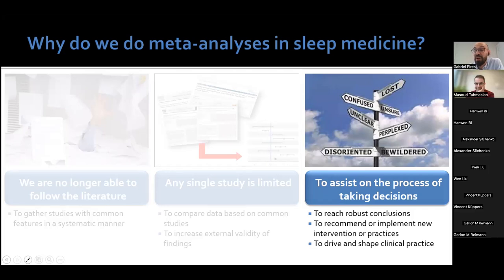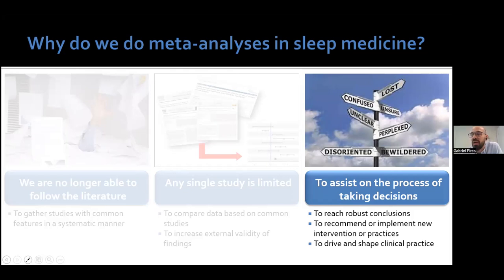So the third reason why we may publish systematic reviews is to assist in the process of taking decisions. So if I am a manager and I have budget to implement new sleep-related interventions in my city, I won't have the time, and not necessarily the knowledge, to understand single papers. So I might rely on a meta-analysis saying, hey, I've analyzed these hundreds of articles and I can say this is effective for this or that related condition.